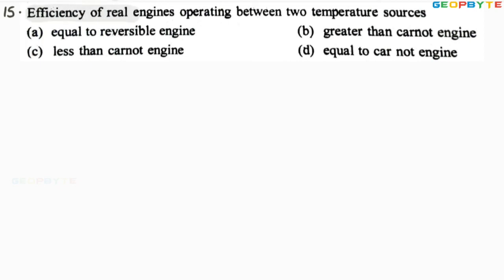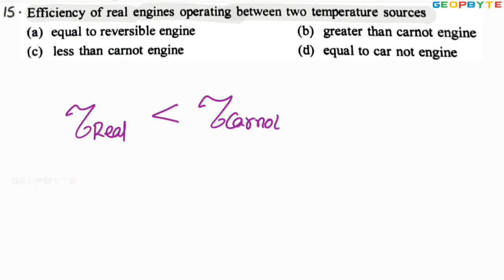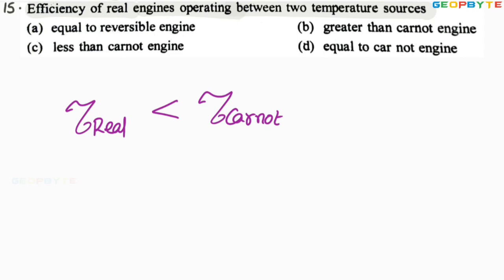Efficiency of real engines operating between two temperature limits. Dear friends, the efficiency of the real engine or practical engine is always less than the efficiency of the Carnot engine. So for any heat engine like thermoelectric power plant, gas turbine power plant, petrol engine or diesel engine or nuclear power plant, the real engine efficiency is always less than Carnot cycle efficiency or Carnot engine efficiency.